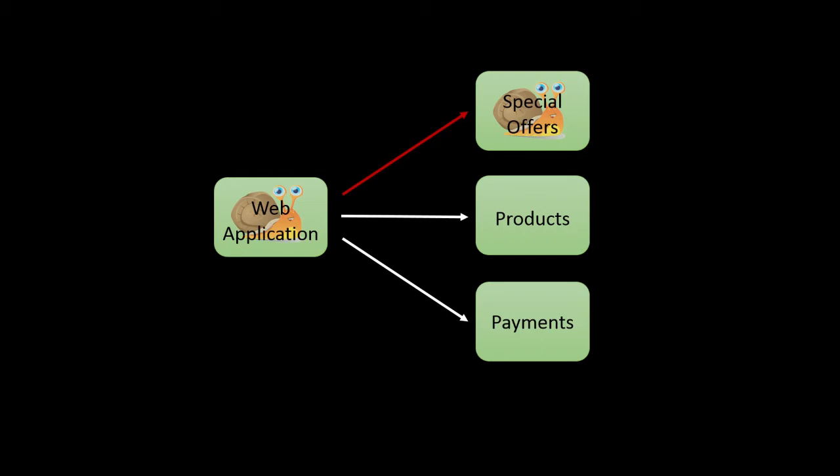This was no big deal, because the special offer service was just used for a separate page where we show special offers to the customers. Just nice to have functionality, so it didn't really matter if it didn't work. But this should not cause a web app outage. That's a problem. OK, let's continue to dig here.